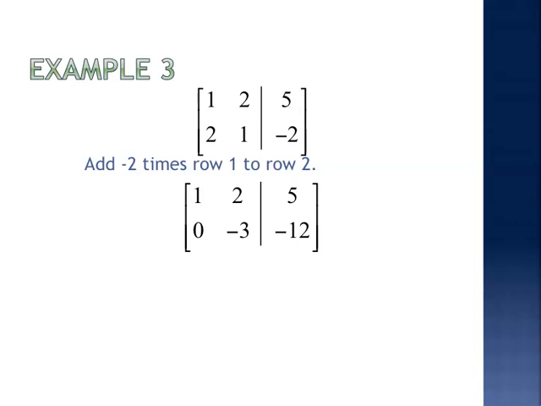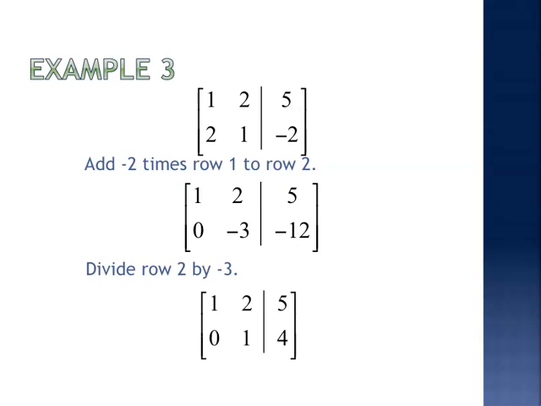Now next to the 0 I have -3, which I know should be a 1. So in order to get this to be 1, I can divide that second row by -3. That is going to be 0, 1, and 4. Now we almost have this completely in the form that we want it to. The only thing is that 2 that we have in the first row. That needs to be a 0.